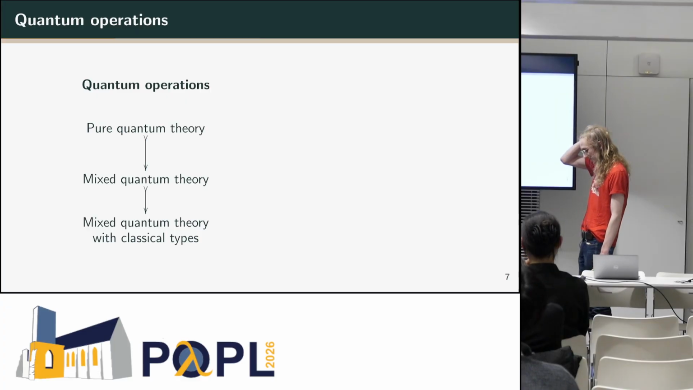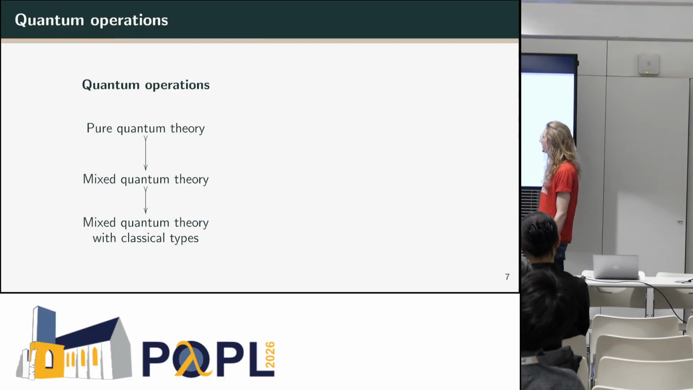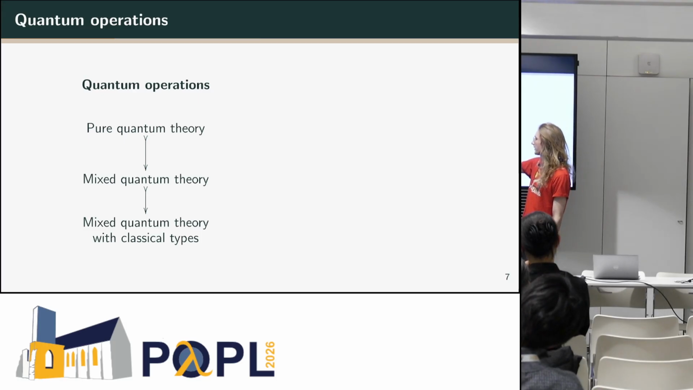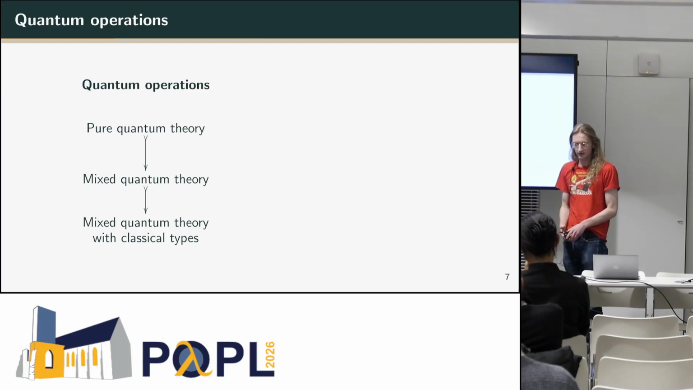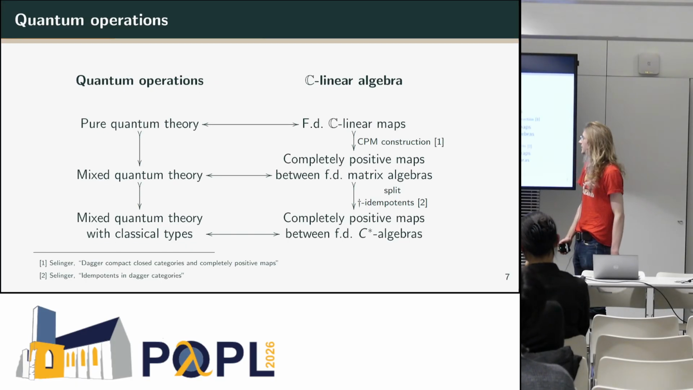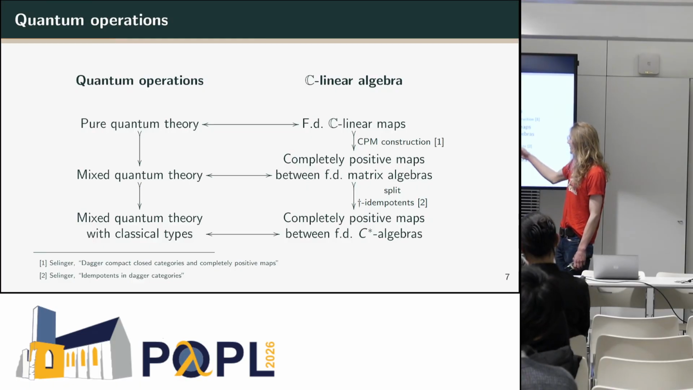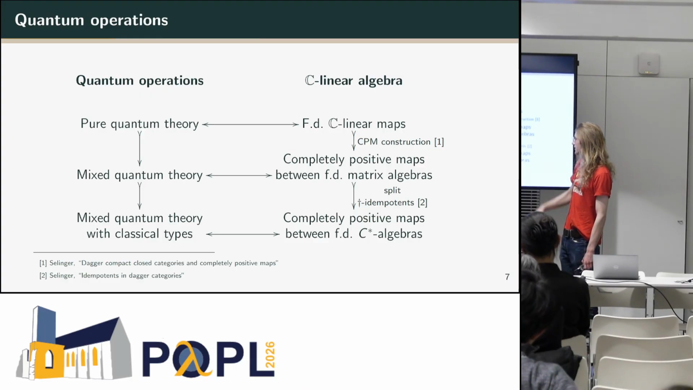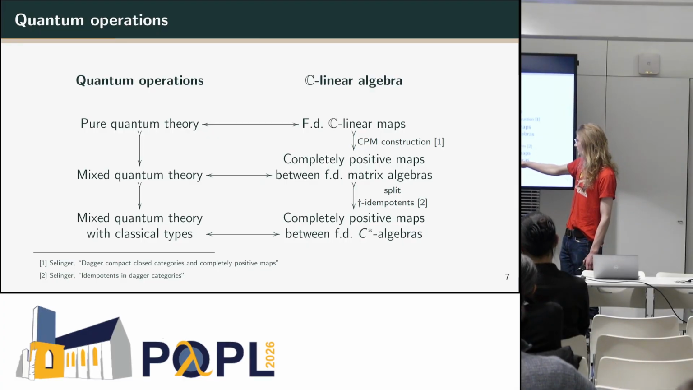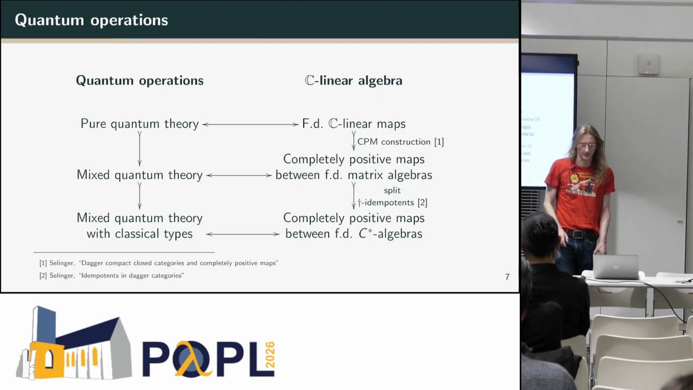So before I get to the denotational semantics, I want to do a bit of exposition. In quantum theory, there are three stages which I'll build things in. You have pure quantum theory, and you can add mixed states to get to mixed quantum theory, and you can go even further by adding classical types. Mathematically, pure quantum theory is just linear algebra over the complex numbers, and you can apply this abstract construction to obtain completely positive maps between finite dimensional matrix algebras. And there's another abstract construction you can apply which gives you the same thing, but in terms of C-star algebras rather than matrix algebras. So I interpret the C-star algebras as your classical types if they're commutative.